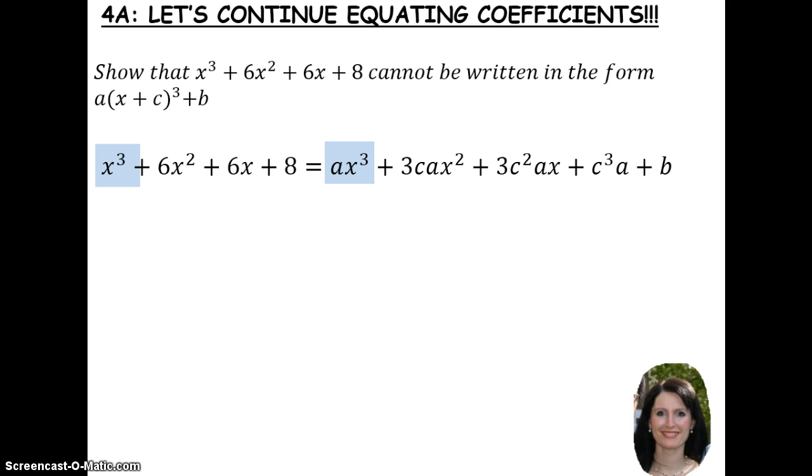Let's look at x cubed first. On the left, we just have x cubed, while on the right, we have ax cubed. The coefficient of x cubed on the left is 1, therefore a must be 1. Let's move to the yellow, where we've got 6x squared, and then 3ca x squared. A is 1, we already know. So it must be that 6 equals 3ca.